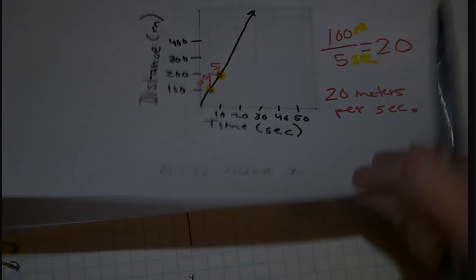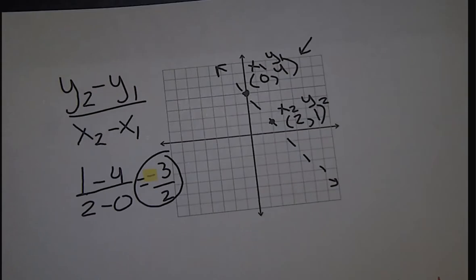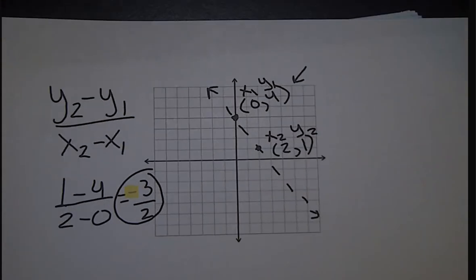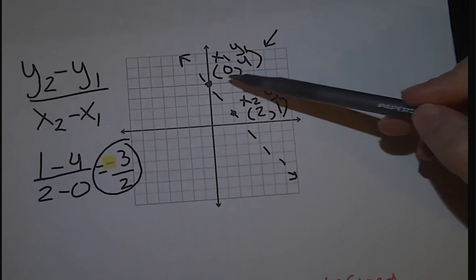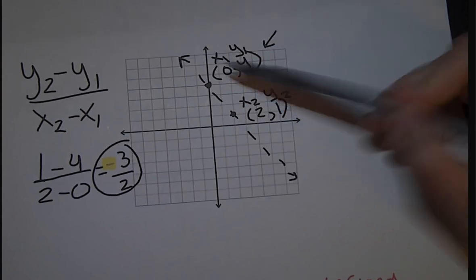Okay, let's go ahead and look at some more graphs, and I've got 2 points on here. And I want to know, okay, what's the rate of change between the point 0, 4 and 2, 1?